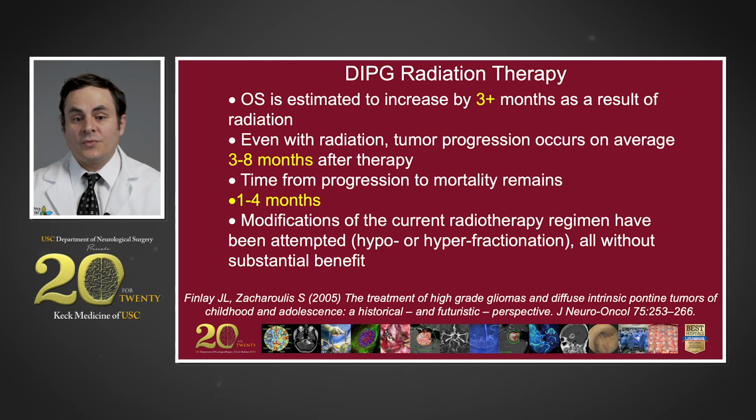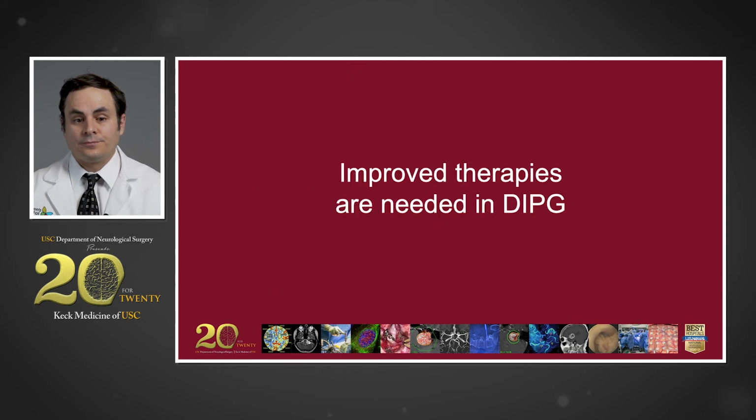Even with radiation, tumor progression occurs on average 3 to 8 months after therapy, and the time from progression to mortality remains 1 to 4 months. Modifications of the current radiotherapy regimen have been attempted, including hypofractionation or hyperfractionation, but all without substantial benefit. Improved therapies are dramatically needed for DIPG.